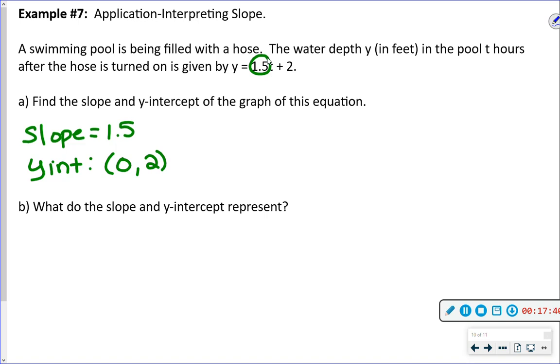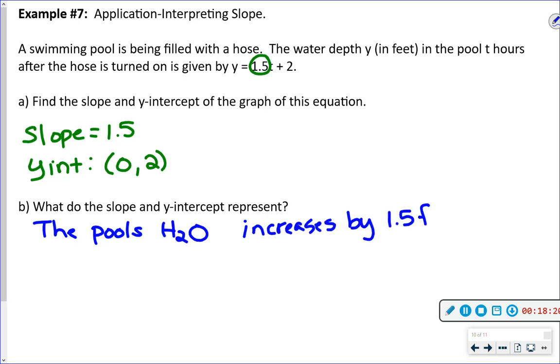Okay, let's talk about the 1.5. So they just want you to explain what does that really mean in terms of this problem. You're filling a swimming pool. The water depth, y in feet of the pool, t hours after it's turned on is given by this. So what does the 1.5 mean in terms of filling your swimming pool? It goes up how many feet every hour? 1.5. It increases by 1.5 every hour. So I'm going to say the pool water, I'm going to abbreviate water, increases by 1.5 every hour. I'm going to throw a label on. I'm feeling fancy today.